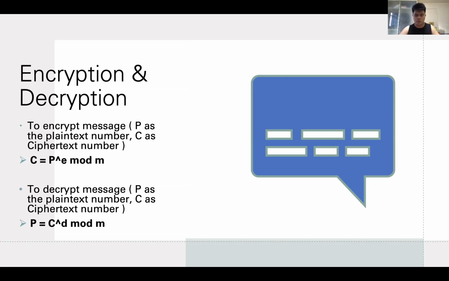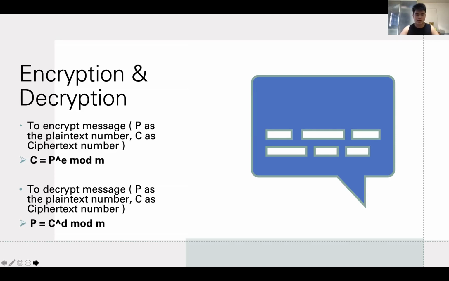To decrypt a message, we'll use the formula shown there, P as the plain text number and C as the ciphertext number. In order to get P, we need to use the formula C to the power of d mod m to get the remainder, and that will be the decrypted message.